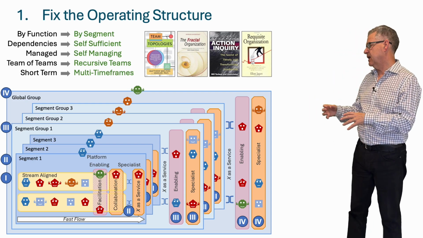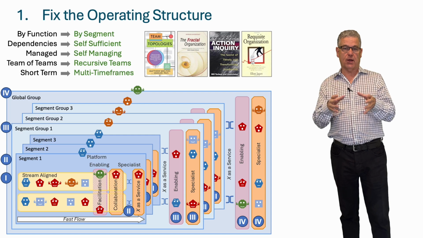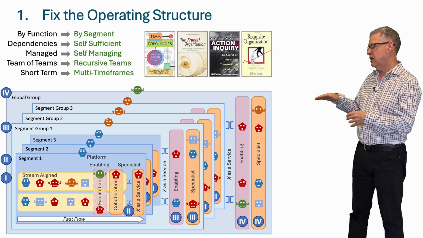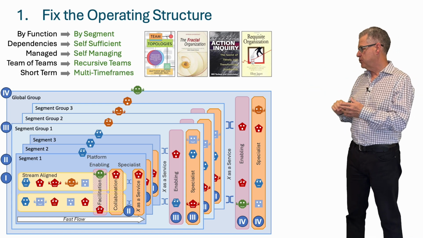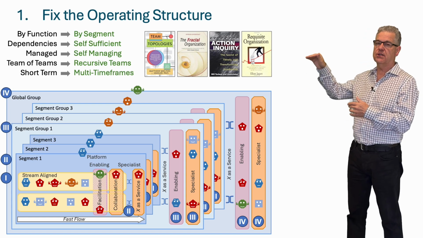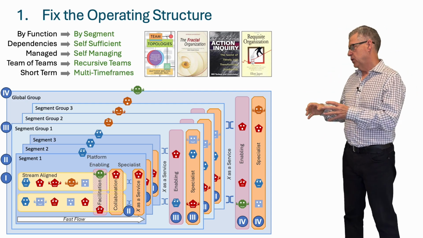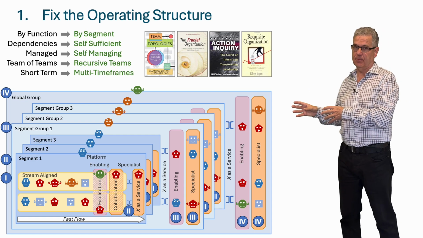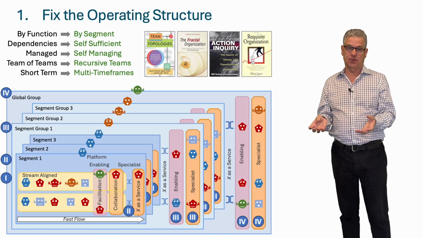Finally, we can add Elliott Jacques' stratum layers from his book Requisite Organization, because what Elliott says is each layer needs to operate over a certain time period, from 3 months to 1 year to 2 years to 5 years and beyond. All right, we've now built out our new operating structure. What this now does is change how we need to manage.